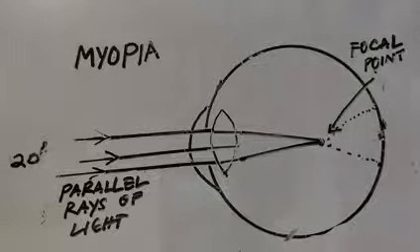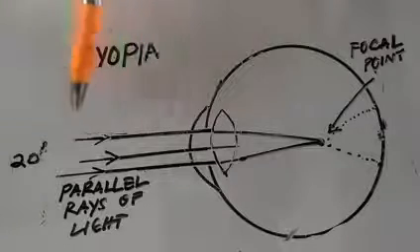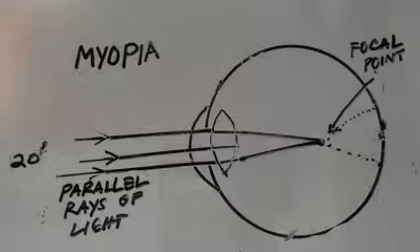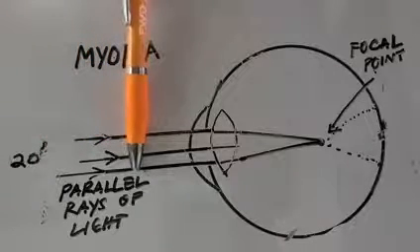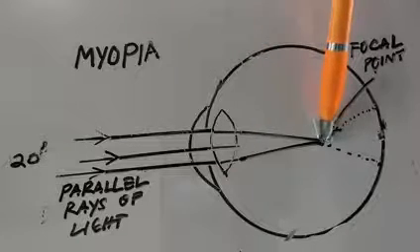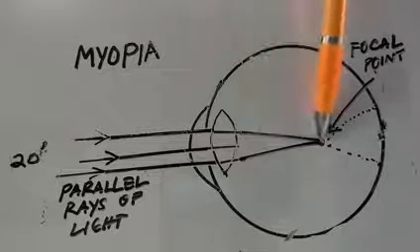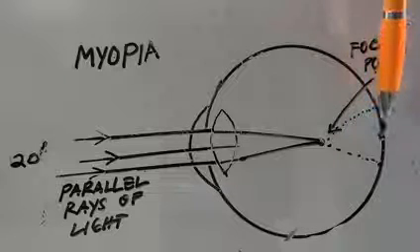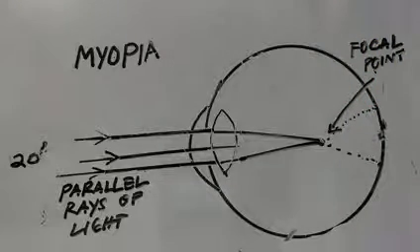So why is it clearer at near? Remember, the parallel rays of light come from 20 feet. So if you move the object closer, it will also move the focal point farther from the crystalline lens and nearer to the retina. So that's the reason why a person that has myopia, or myopic patients, will be able to see near objects clearer compared to objects which are farther.